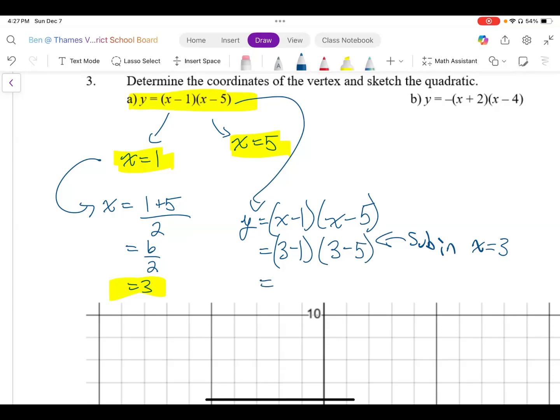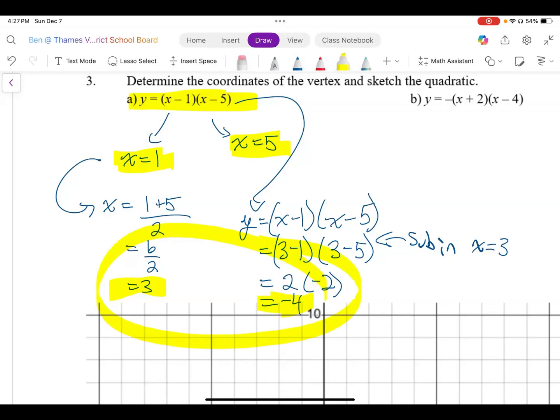All right, 3 minus 1, we're working with a +2. 3 minus 5, we're working with a -2. What's +2 times -2? That's -4. So the y-coordinate of our vertex is -4. Together, the coordinates of our vertex are +3, -4. I can write those over here. My vertex is at +3, -4.